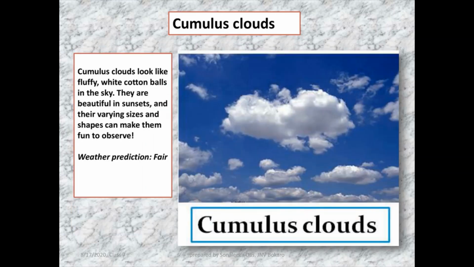Cumulus clouds indicate fair weather. These clouds look like fluffy white cotton balls, and very often we can identify the shape of various animals and other objects by looking at these cumulus clouds.